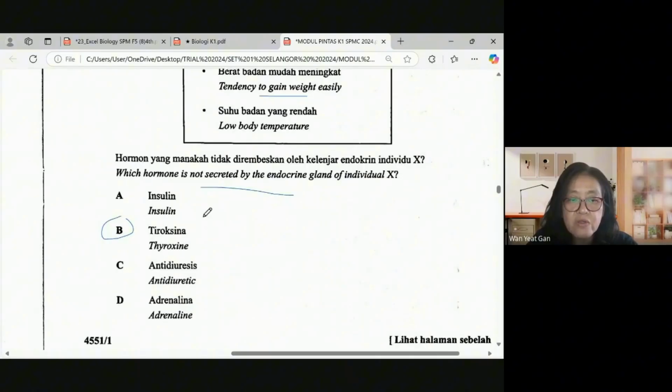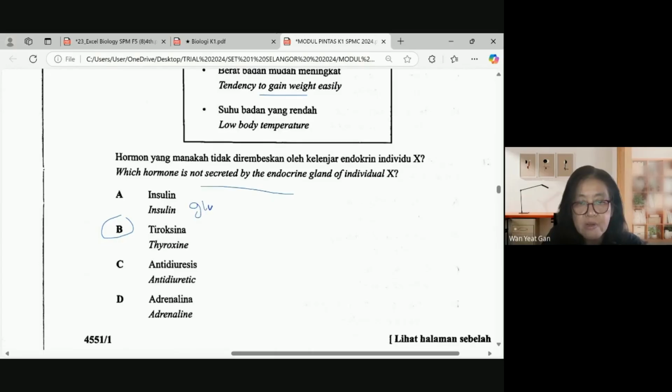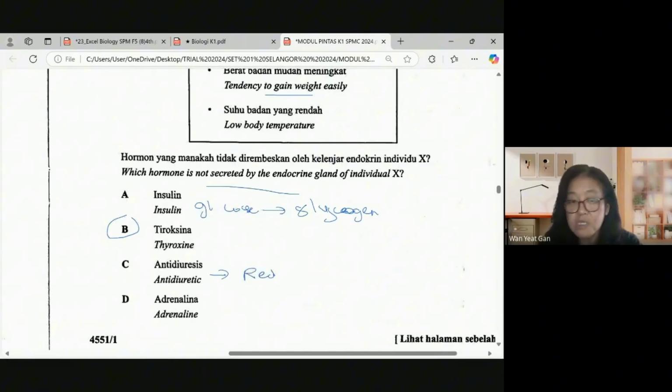Insulin is of course involved in the conversion of glucose into glycogen. And ADH is for the reabsorption of water. And adrenaline is for fight or flight.